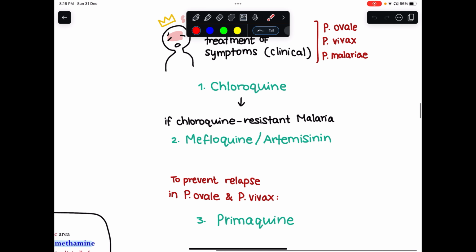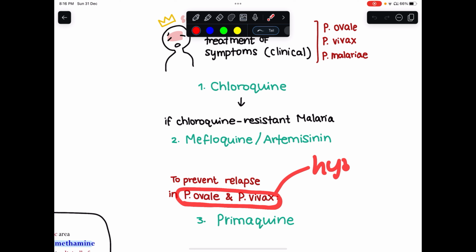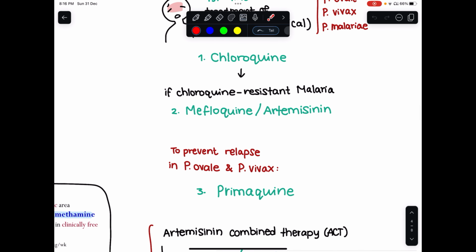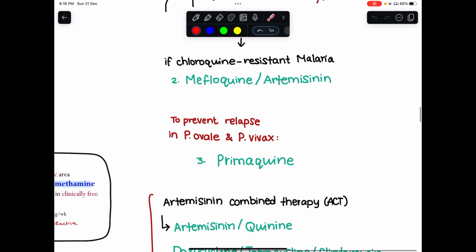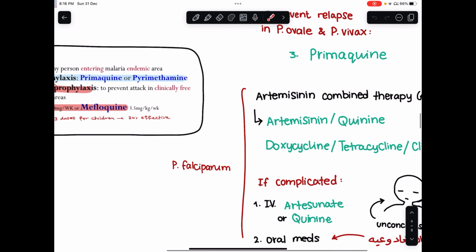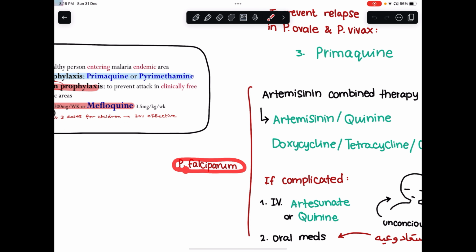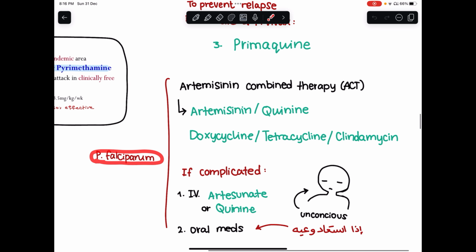And we said that Plasmodium ovale and vivax have the hypnozoites. So you're going to give them primaquine. It's like the premium subscription, you get primaquine.